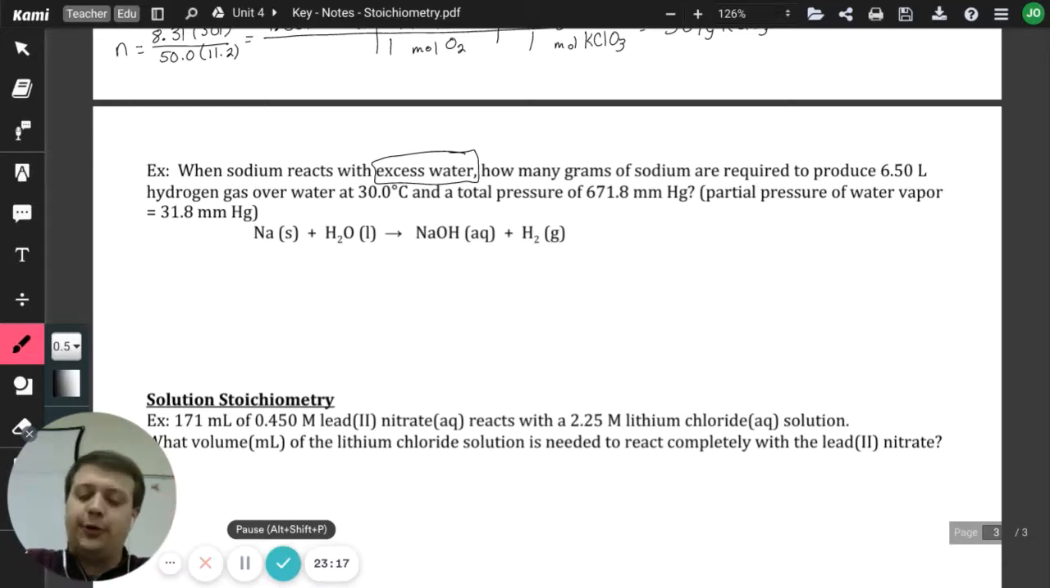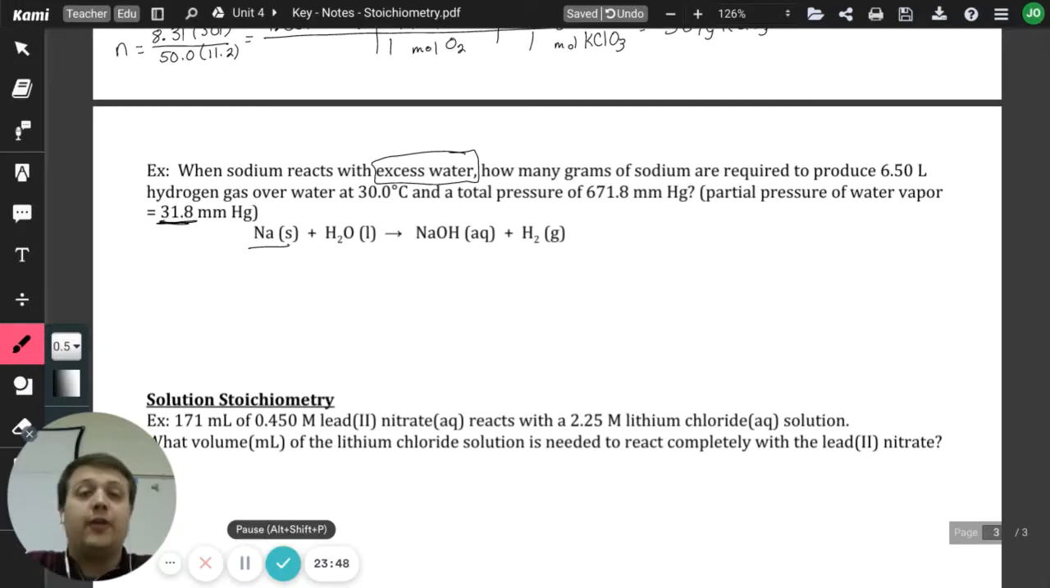Well, first off, we know that our solids are not going to exert a pressure, so they don't have a pressure that we have to take into account. Our pressure is going to come from our gases, right? And sometimes the vapor pressure of a liquid. But in this case, the only liquid that we've got is water. And they told us that the vapor pressure is 31.8 mmHg, and our total pressure was 671.8 mmHg.